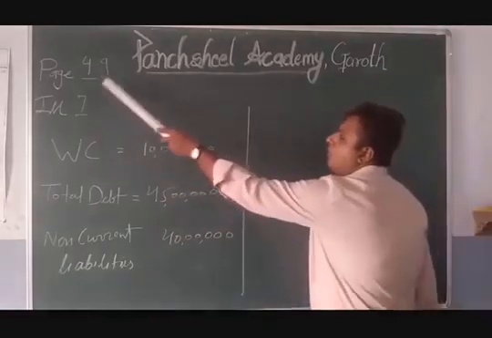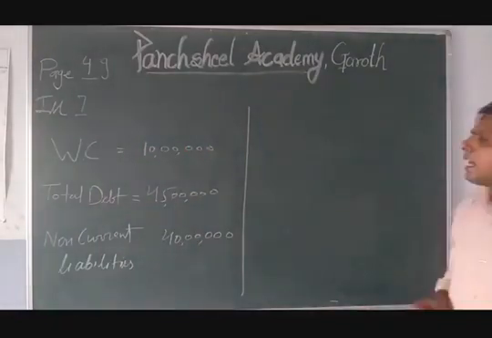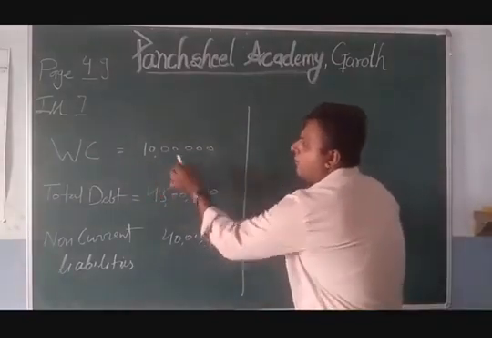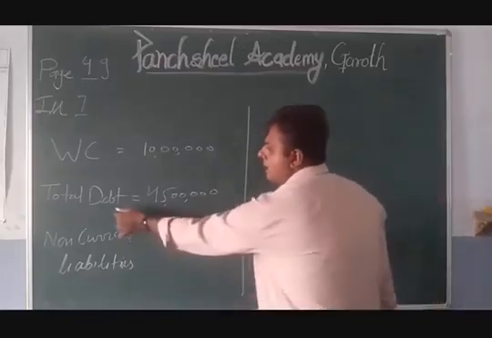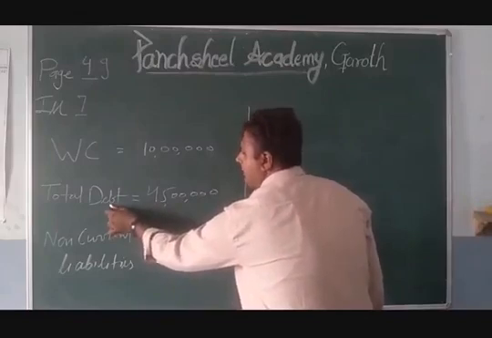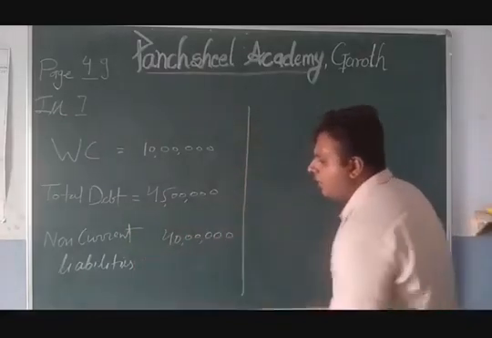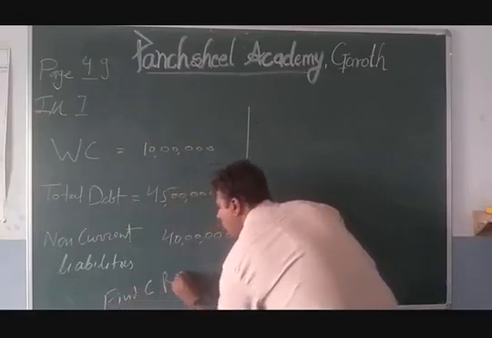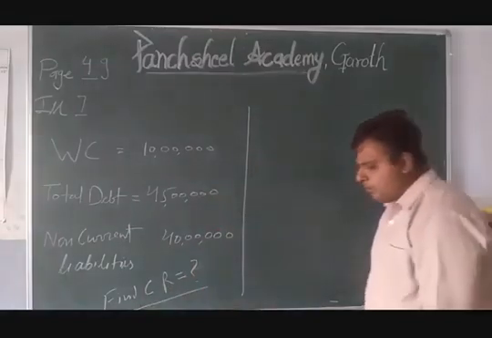Here is page number 4.9 and illustration number 7. We are following TSP by solving accounting ratios. Working capital is given 10 lakh. Total debt is given 45 lakh. Non-current liability 40 lakh. Find current ratio. The question asks to find current ratio. How to find the current ratio?